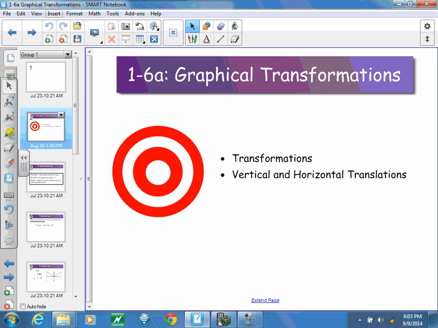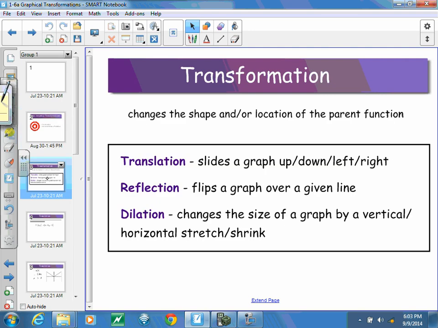So first of all, the different transformations that we are going to be looking at are translation, a reflection, and a dilation. What all of these transformations are doing is they are changing the shape and or location of the parent function. And when I say a parent function, remember those are our functions of our quadratic, y equals x squared. It's our absolute value function, y equals the absolute value of x, and so on.